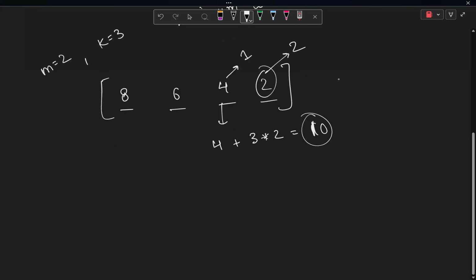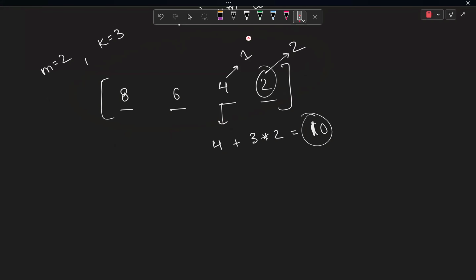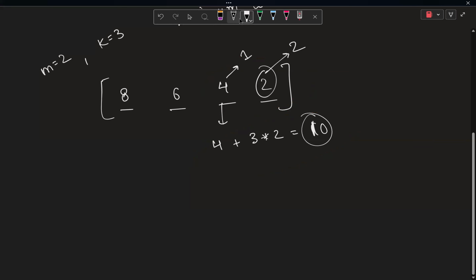Right. I've not really discussed any logic part here. I'm just showing you. See, when I read the problem, I went to the test case and I was able to see what we will have to do.